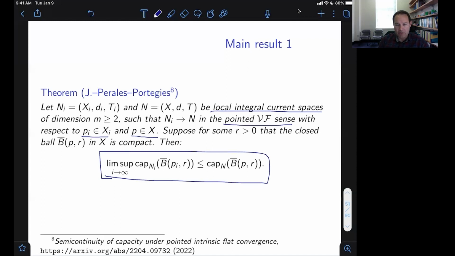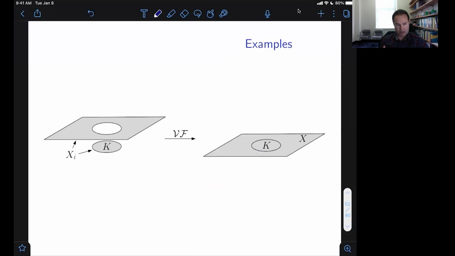I'll give a couple examples of this now, and then we'll talk about the next result. So basically what we're saying is the capacity should be able to jump up, but not down. I'll give two simpler examples and then one that's a bit more interesting.